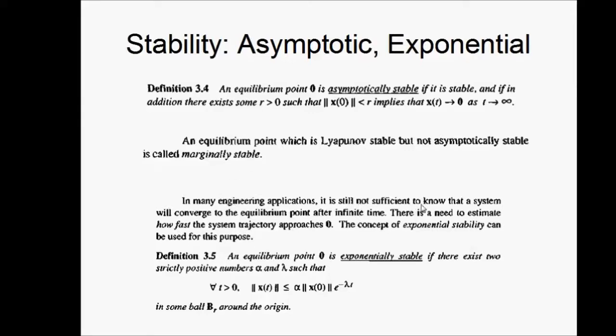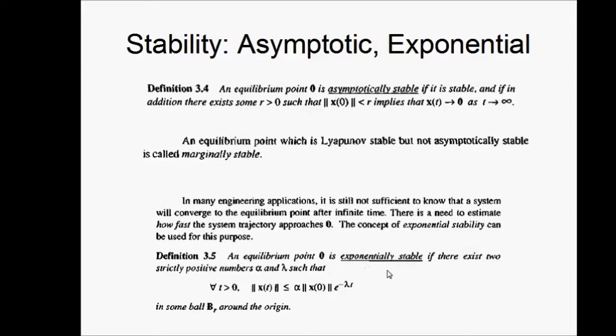In many applications, it is still not sufficient to show that a system will converge to the equilibrium point in finite time. There is a need to estimate how fast the system trajectories approach 0. And the concept of exponential stability can be used for this purpose. So an equilibrium point 0 is exponentially stable if there exist two strictly positive numbers, alpha and lambda, such that the norm of x(t) is less than or equal to alpha times e to the minus lambda t times the norm of the initial condition, in some ball of radius r around the origin.